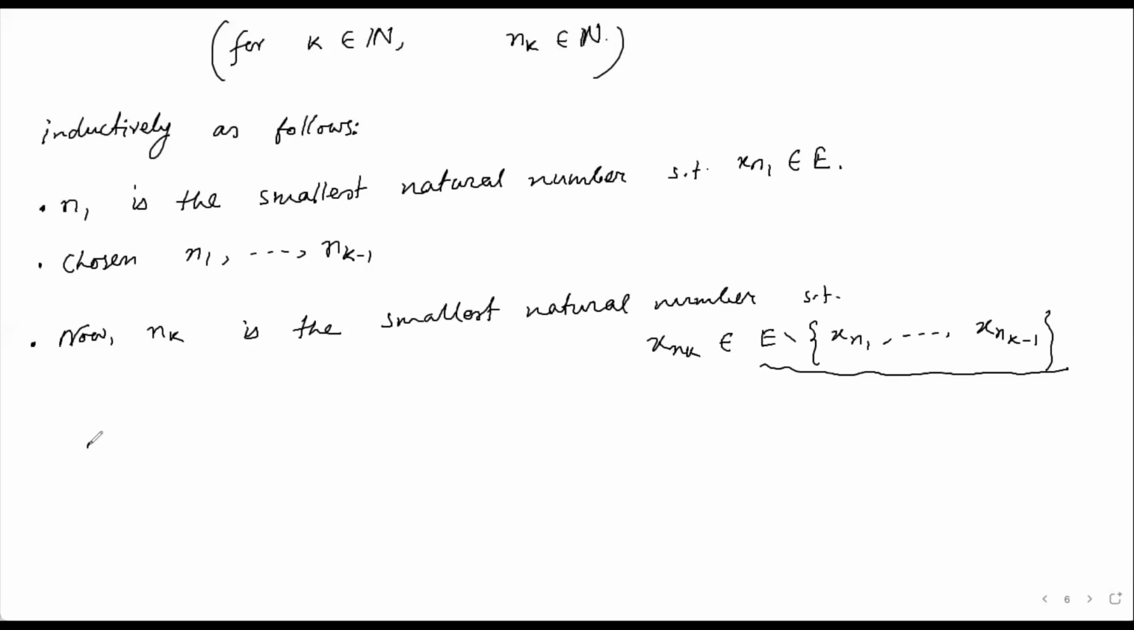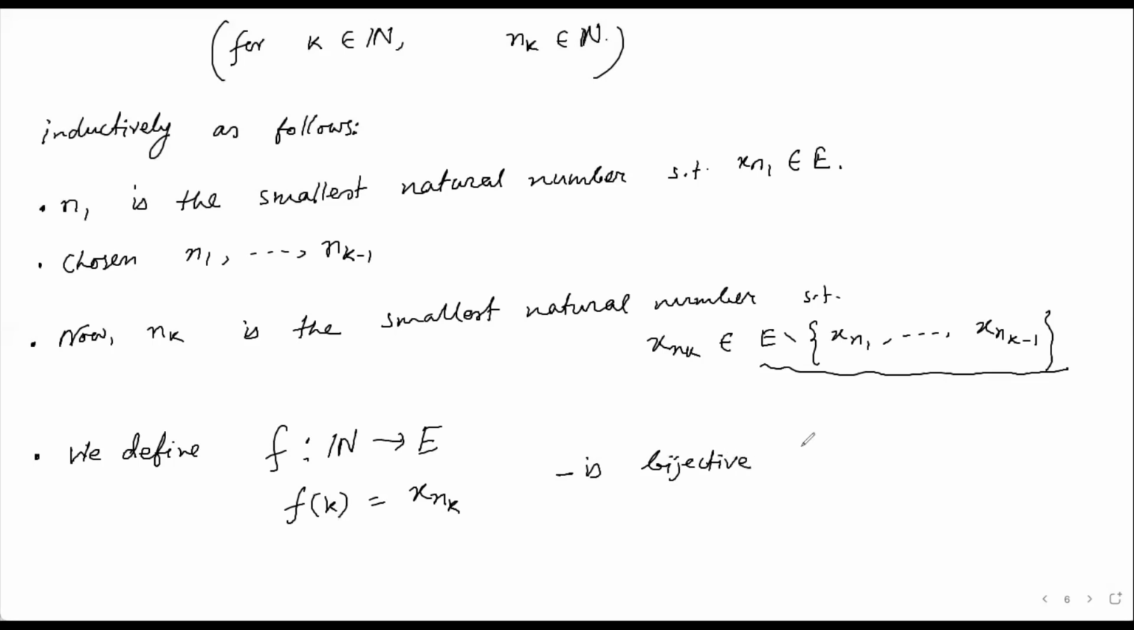Now finally we define a function f from N to E by f of k equal to x_{nk}. And this is bijective, and hence by definition E is countable.